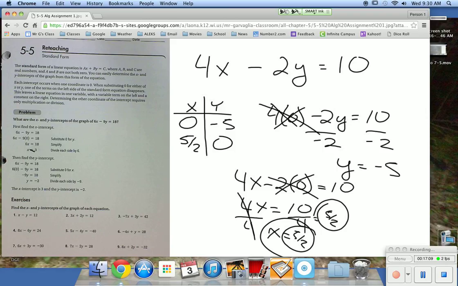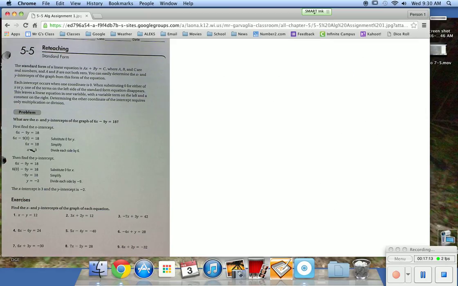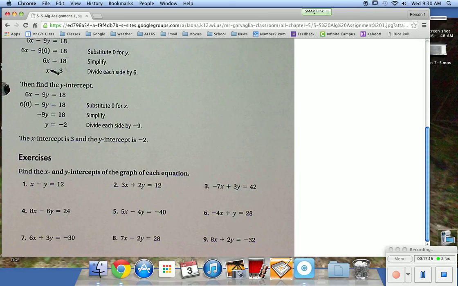This is what I want you to do. You know how to find your x and y intercepts. Here's what I want to see on your paper. I want to see a t-chart. So just put a t-chart for each one of these and figure out what your x and y are going to be when the other one is 0. So if x is 0, what's your y? When y is 0, what's your x?